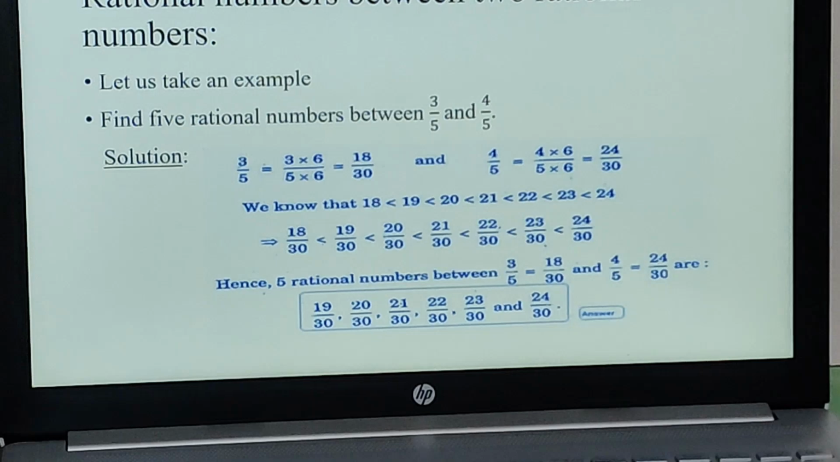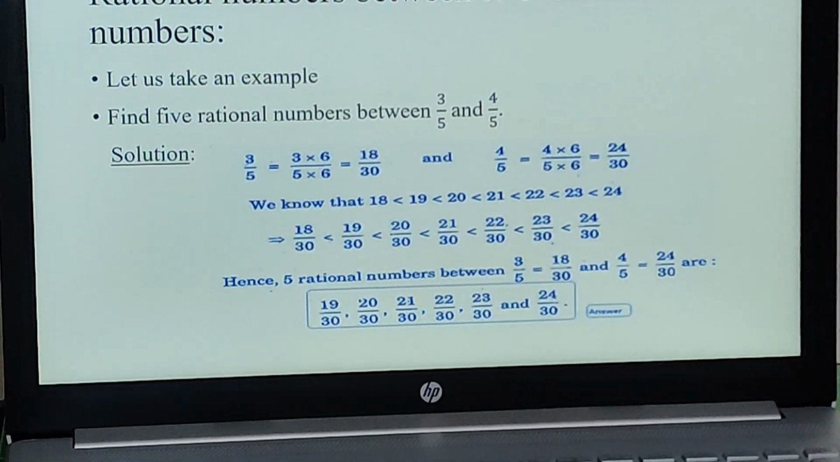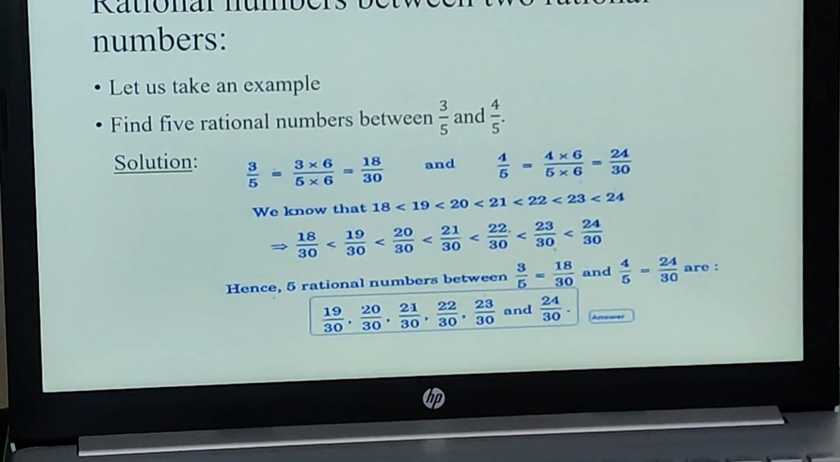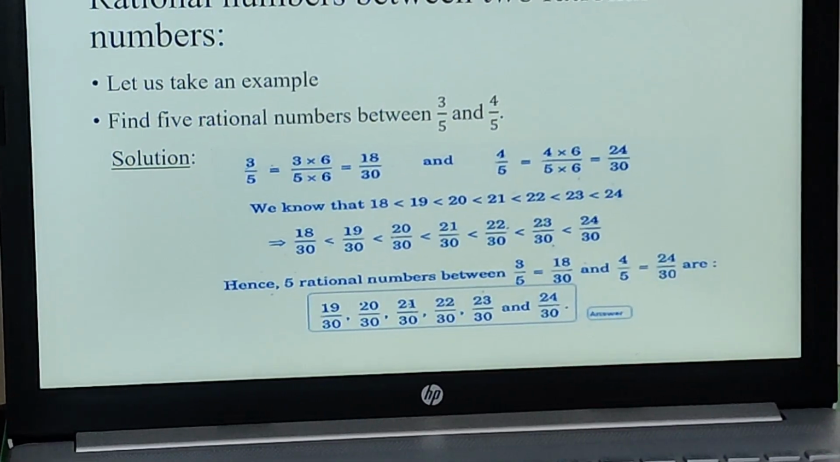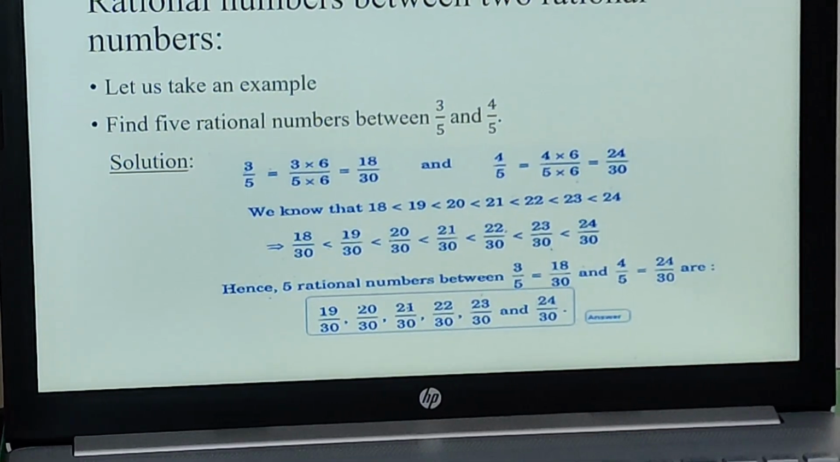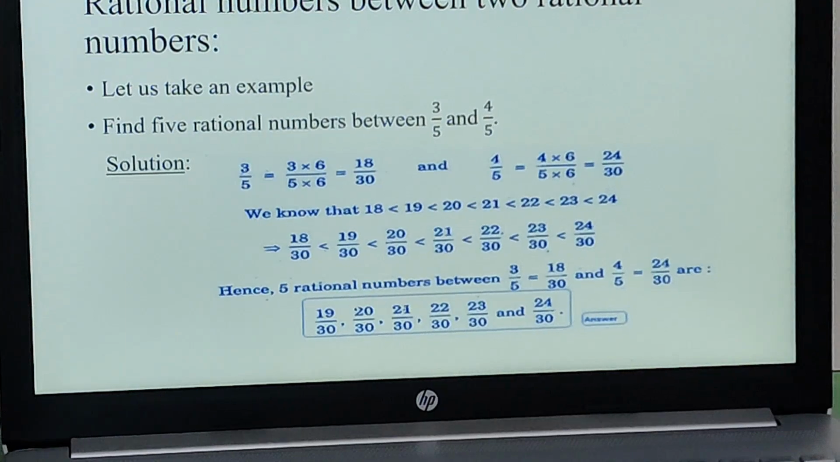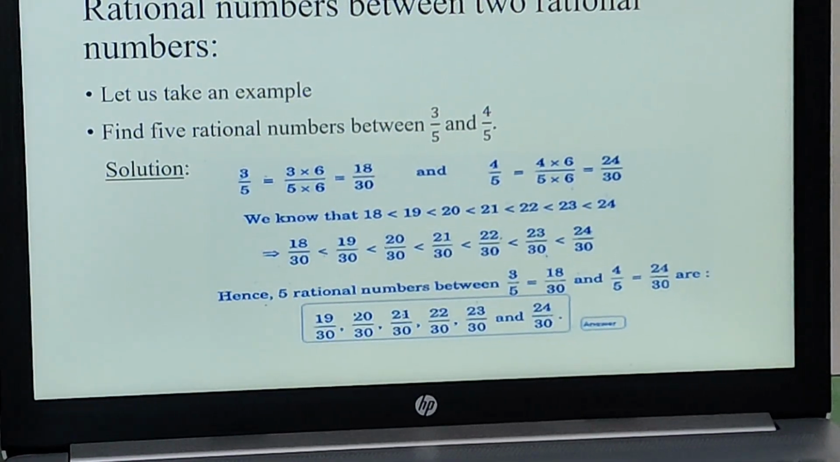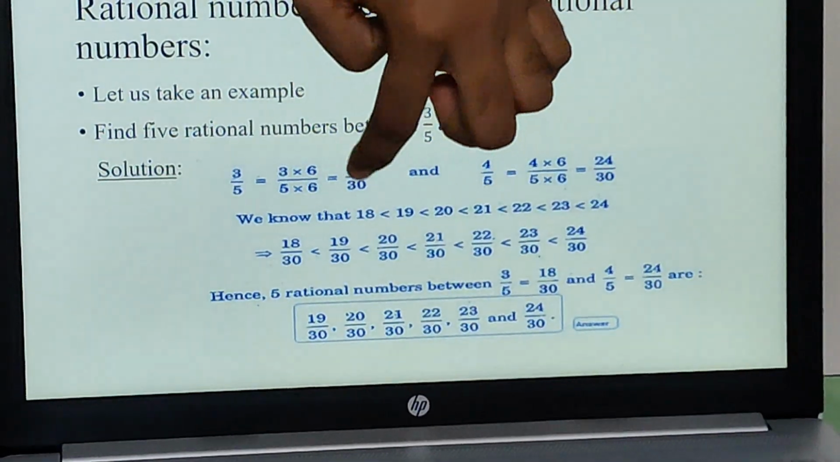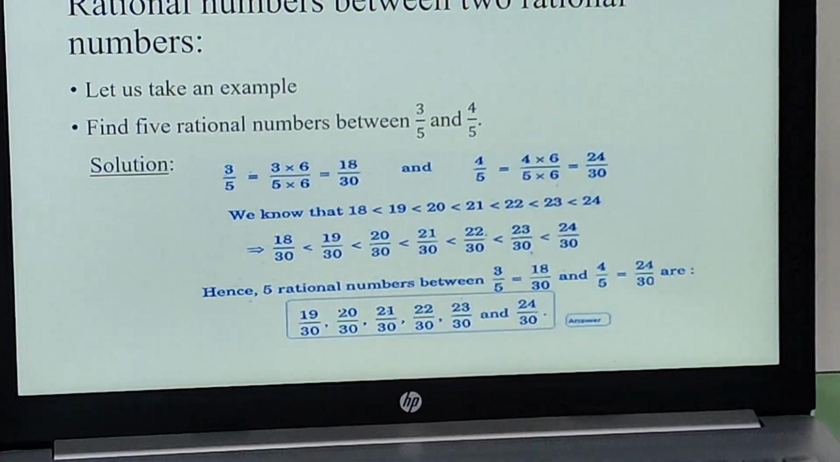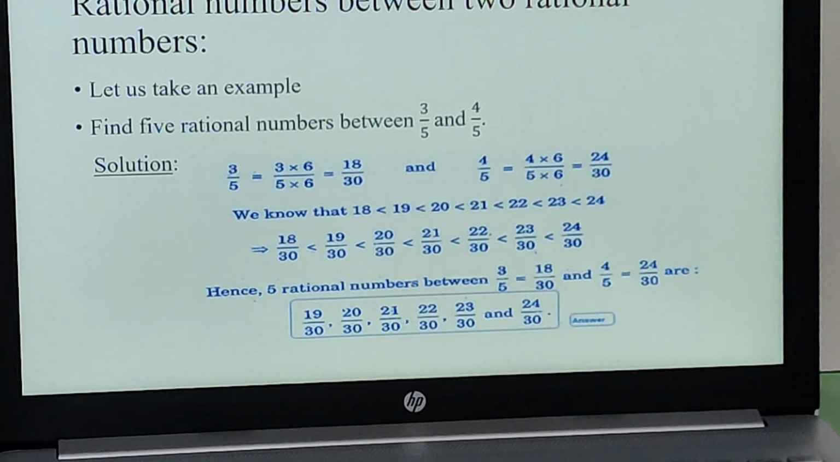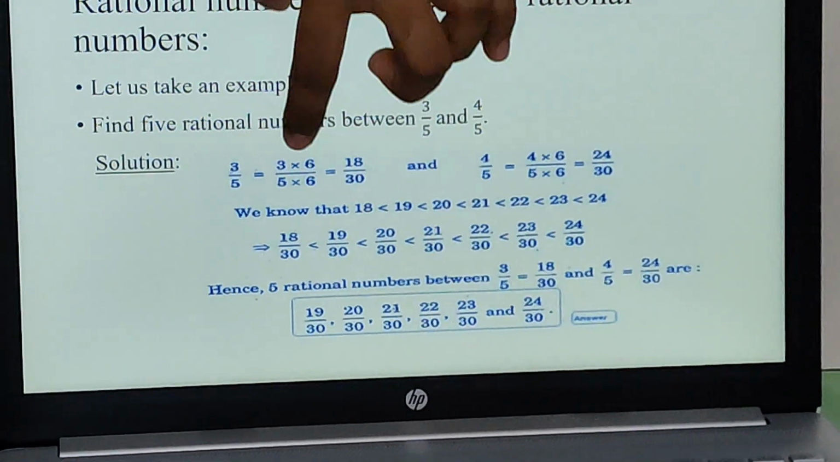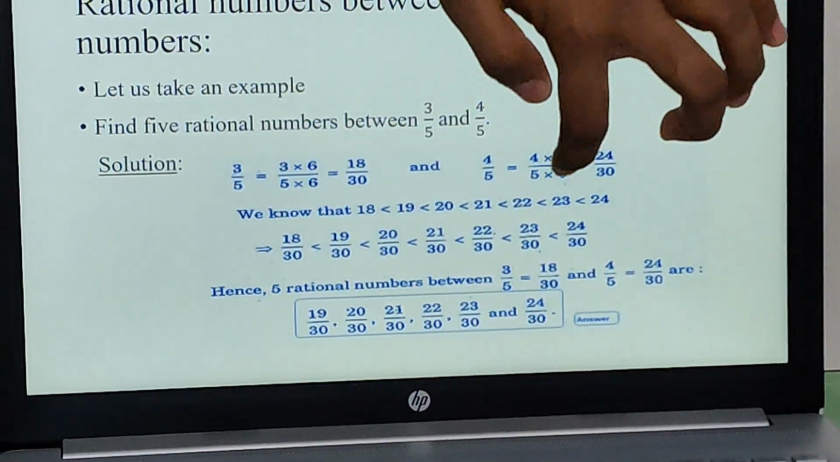So we got our answer. So what was the method? Whatever the denominator is, the first step is to make the denominator same. Then how many numbers do we need to find? Suppose we need to find 5 numbers. So we will add 1 and multiply the numerator and denominator of both the numbers by that number. Suppose here 5 numbers were there. So we will multiply with 6.